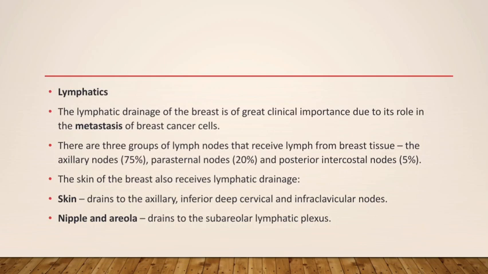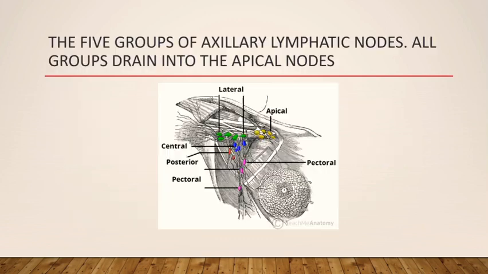Here we can look at the lymphatics. The lymphatic drainage of the breast is of great clinical importance due to its role in the metastasis of breast cancer cells. There are three groups of lymph nodes that receive lymph from the breast tissue: the axillary nodes, the parasternal nodes, and the posterior intercostal nodes. The skin of the breast also receives lymphatic drainage. The skin drains into the axillary, inferior deep cervical, and infraclavicular nodes. The nipple and areola drain into the subareolar lymphatic plexus. There are five groups of axillary lymph nodes, and all groups drain into the apical nodes.